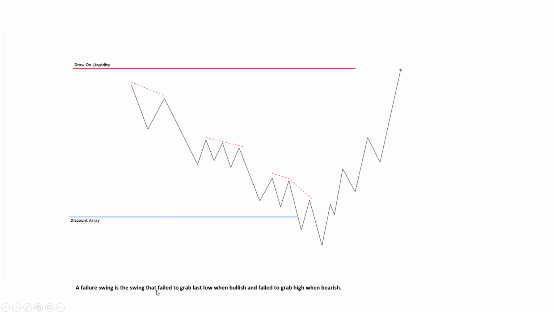So a failure swing is a swing that failed to grab last low. So we're looking for bullish. You can see market failed to grab last high basically. Okay. So sorry, यहाँ पे last high होगा. Okay. My mistake, because we're looking for the bullish move. So this will be high basically. A failure swing is a swing that failed to grab last high when bullish and failed to grab low when bearish. Okay. So you can make sure to correct this.